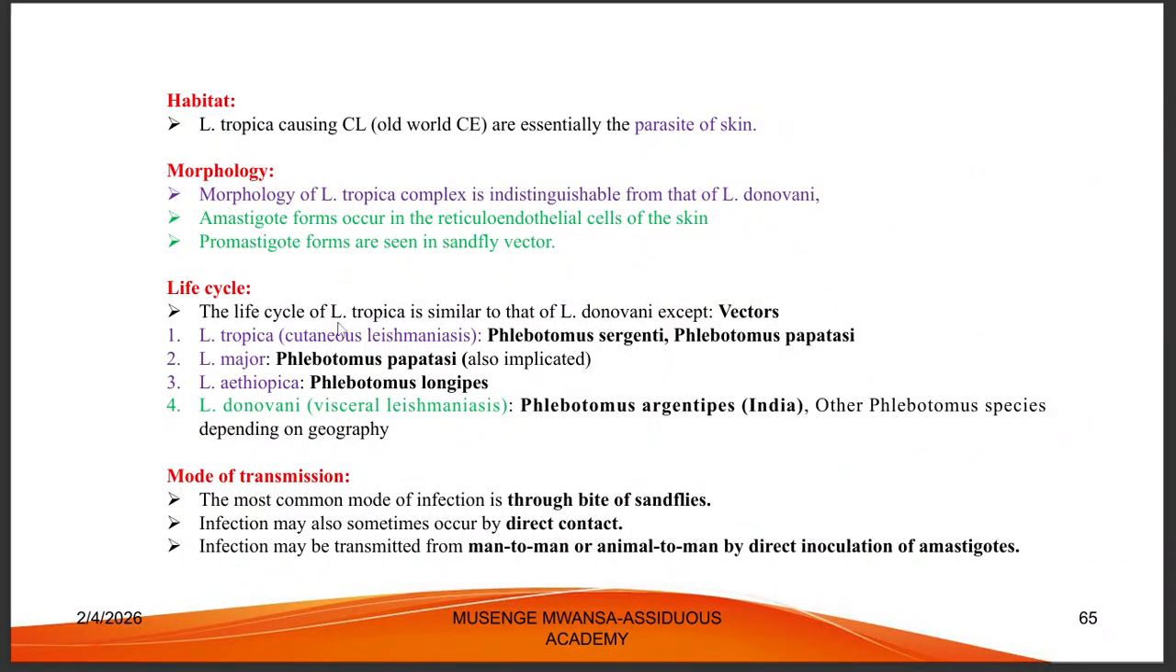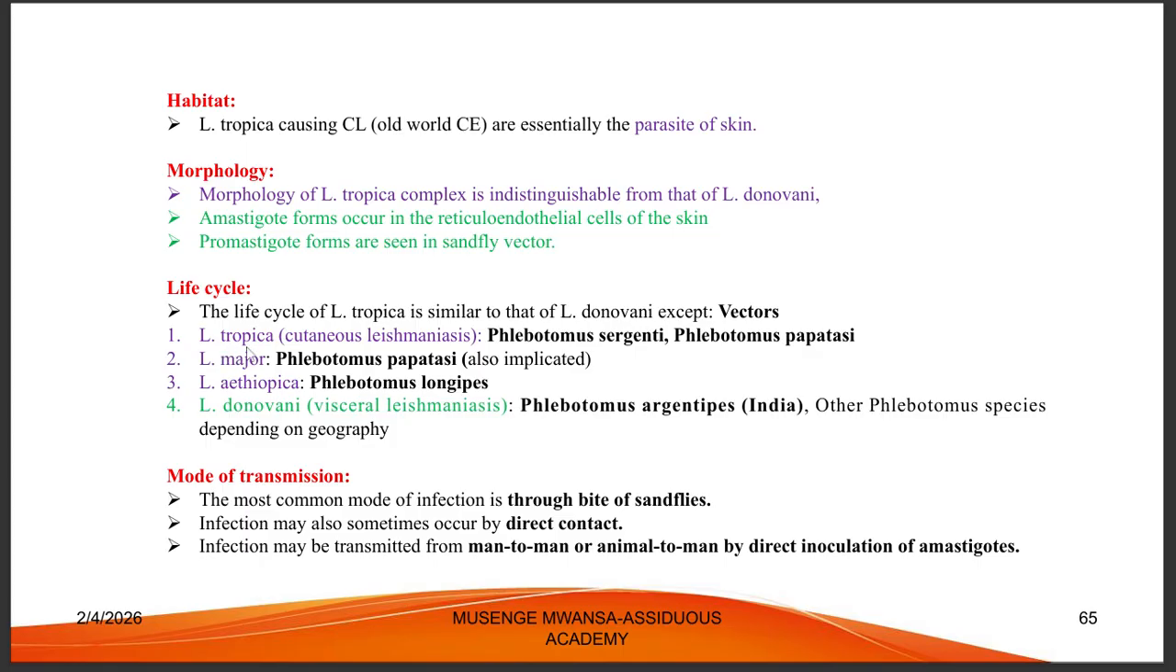So, what is the habitat of the Leishmania tropica complex? The parasite is going to be found in the skin. The morphology, you cannot really distinguish them from those of Leishmania donovani. They are basically the same. The amastigote is found in the reticuloendothelial system, specifically the macrophages of the skin, and the promastigotes will be present in the sandfly. For the life cycle, it is similar to that of L. donovani, except for the vectors.